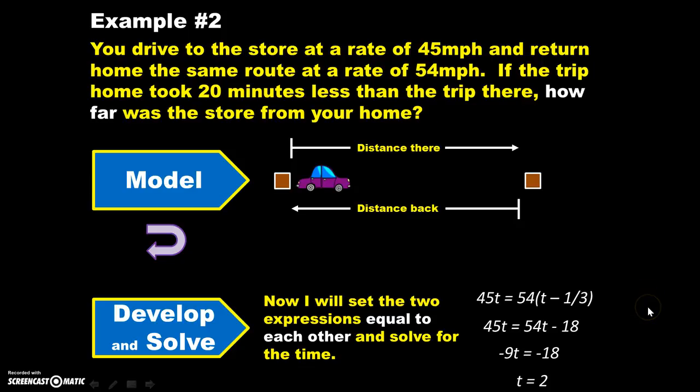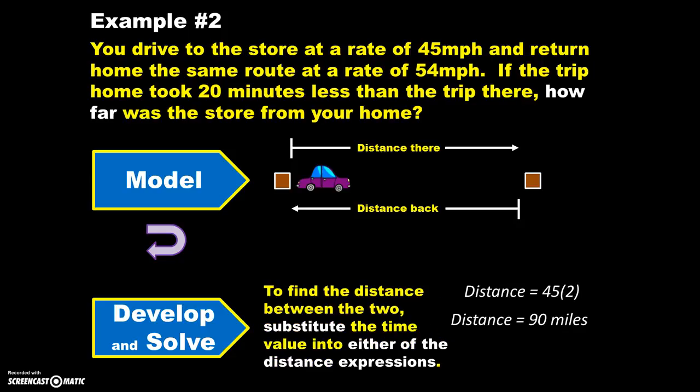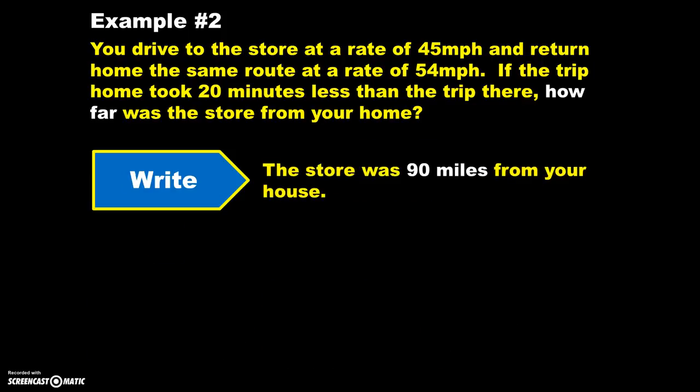How far refers to a distance, so we're going to use our distance formula. Distance equals rate times time. We're going to substitute in for either the way there or the way back. Because the way back had a fraction in it, I decided to use the way there. So distance equals rate 45 times time 2 hours, and I find that my distance was 90 miles. So I can write myself a little sentence: the store was 90 miles from your house.